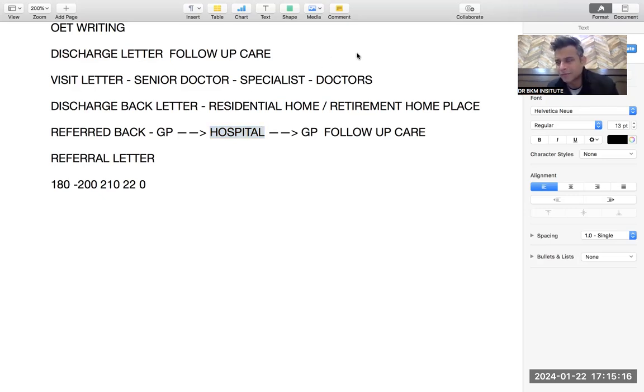Even in India, if somebody has a heart attack, that patient is discharged after 2-3 days, and then he goes back for normal visits in the OPD for the follow-up care. So in foreign countries, he goes to the GP. He does not go to the hospital because hospitals are very busy.